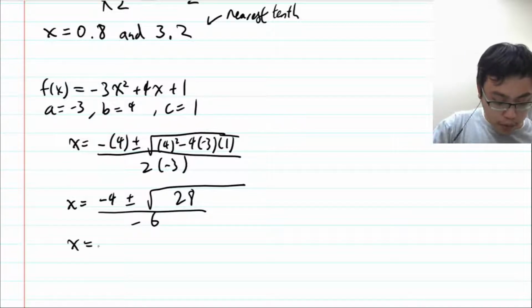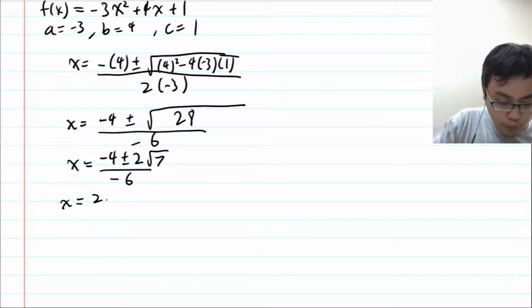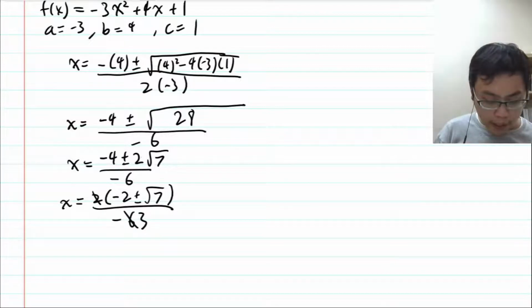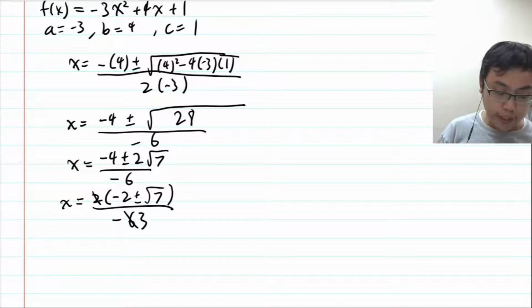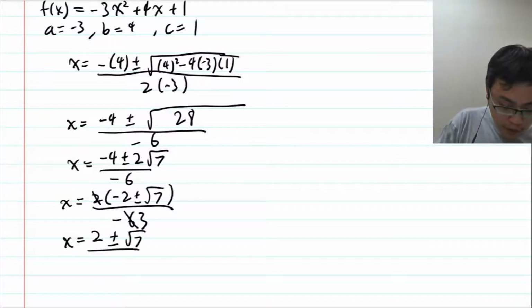So this becomes x is equal to negative 4 plus or minus the square root of 4 times 7. So the 4 taken out of the square root will become 2 root 7, all over negative 6. And then we can factorize the 2 here. So this becomes x equals 2 times (negative 2 plus or minus square root 7), all over negative 6, and this becomes 3. And I see a negative at the bottom, I see a negative at the top, so I can actually take out negative 2, so this actually becomes x equals 2 plus or minus square root 7 all over 3.